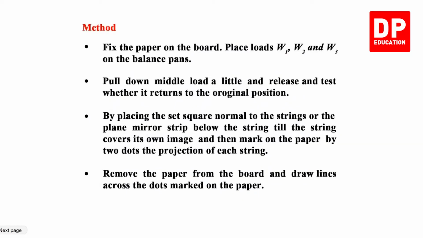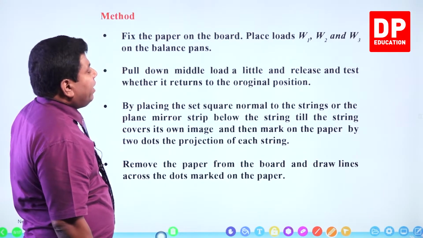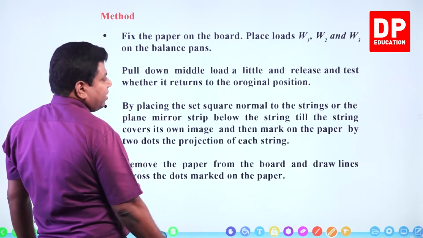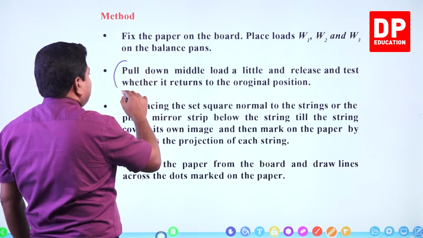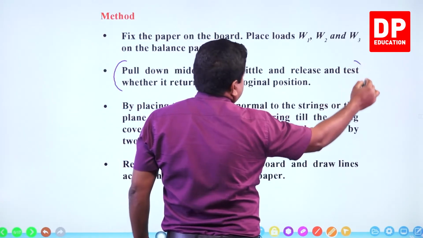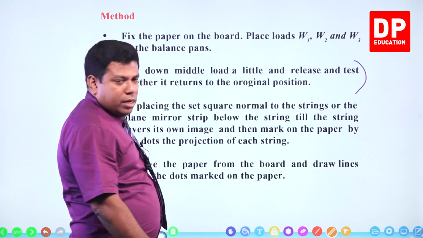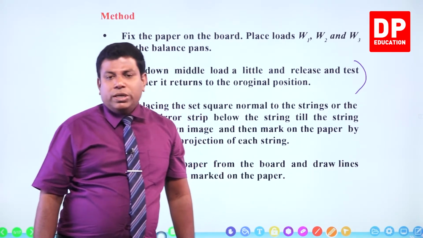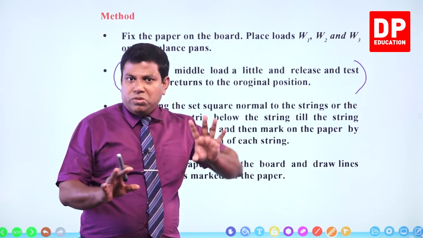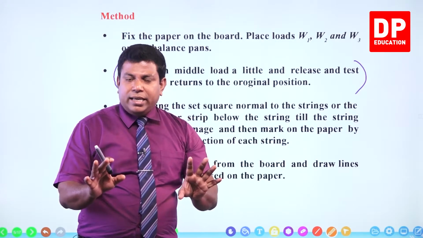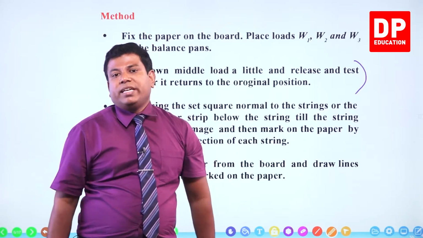Fix the paper on the board. Place loads W1, W2 and W3 on the balance pans. Balance pans are those plates. Pull down the middle load a little and release and test whether it returns to the original position. Now, that is an important step. Now, you have fixed all the loads and you let it stabilize. It has come to a stable equilibrium, fine.